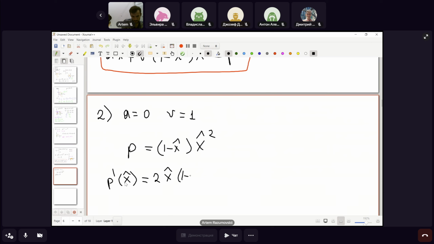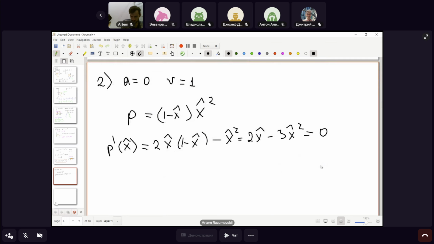So one, let me do it slowly. So this one and then minus x hat squared. Right. Minus two minus three. Yes. And they need to equalize this to zero. So what are the solutions?